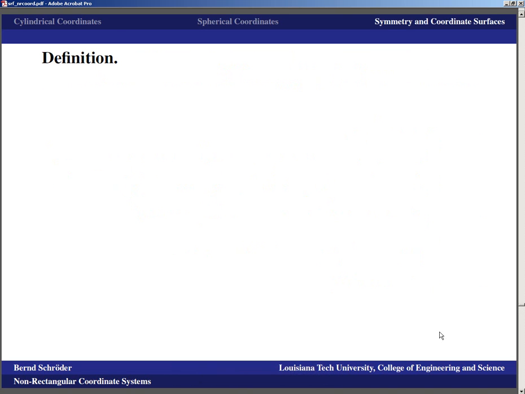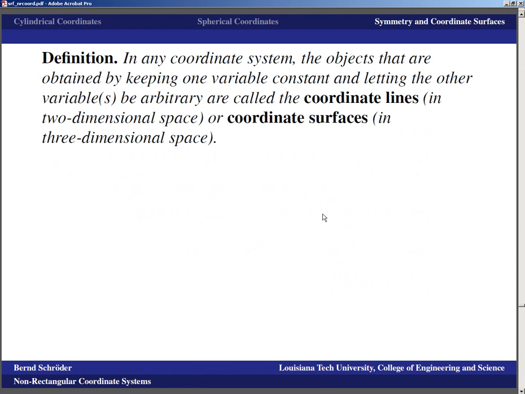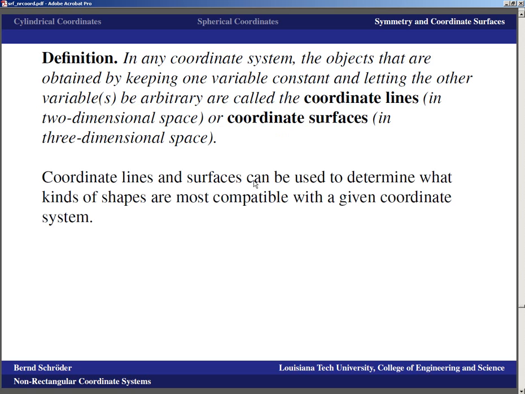Okay, we are closing out by discussing a little bit of symmetry and the coordinate surfaces. Basically, in any coordinate system, the objects obtained by keeping one variable constant and letting the other variables be arbitrary are called coordinate lines if we're looking at 2-dimensional space, or coordinate surfaces in 3-dimensional space. These coordinate lines and surfaces tell you what kinds of symmetries work well in that coordinate system, so they can be used to determine what kinds of shapes are most compatible with a given coordinate system, right?